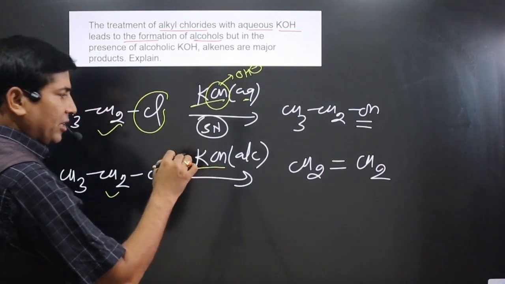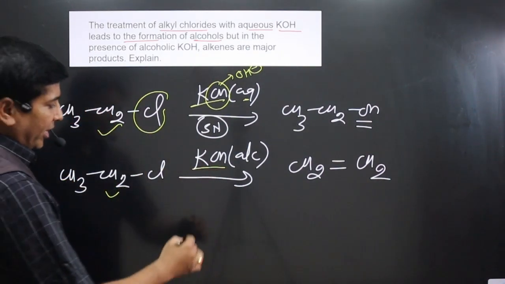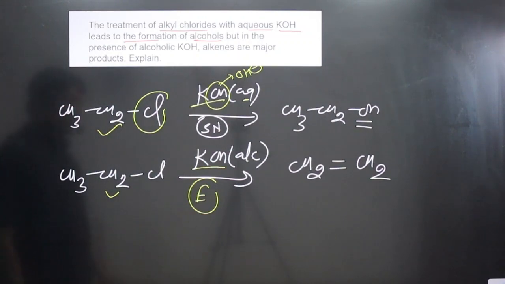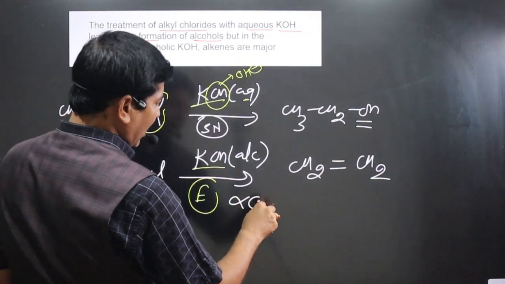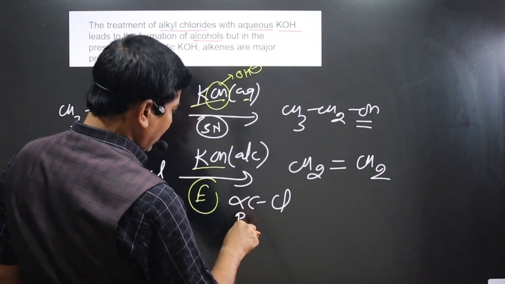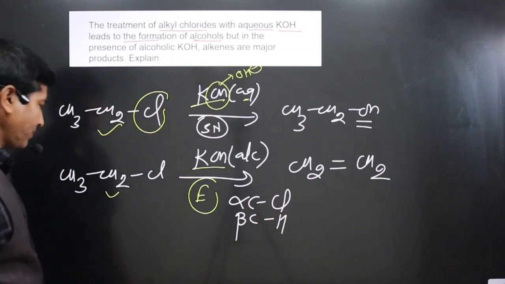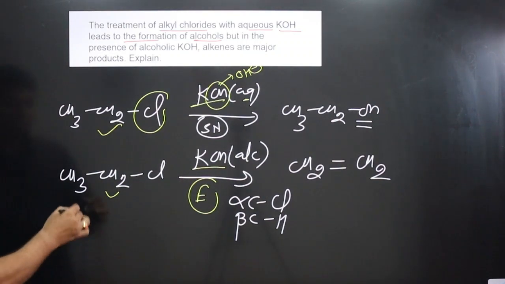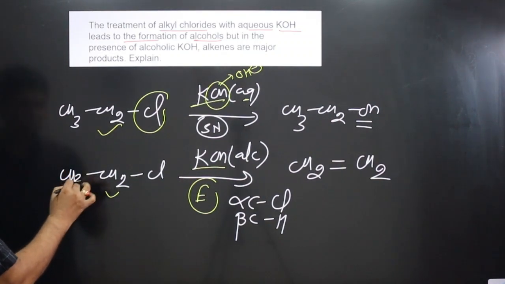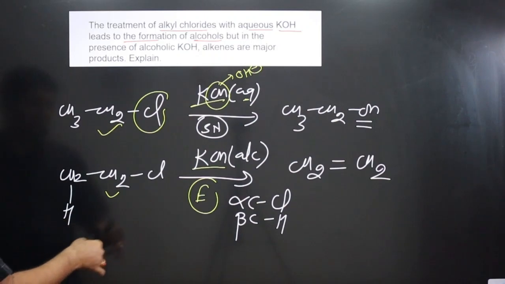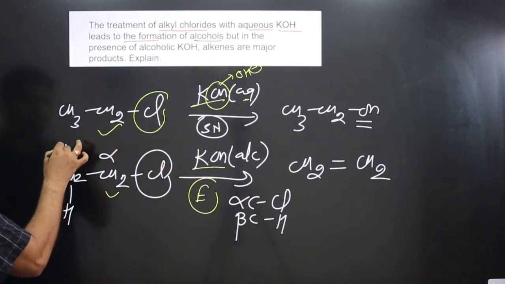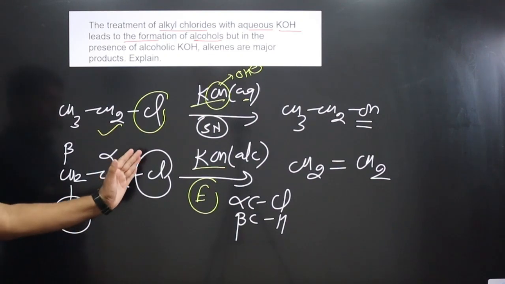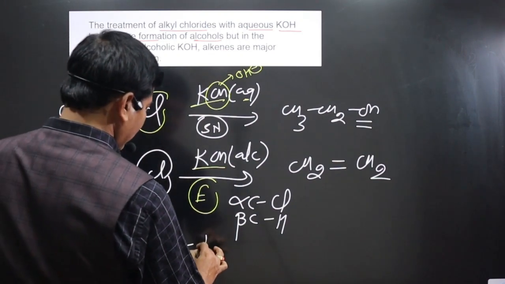But when we have potassium hydroxide in alcoholic medium, it causes elimination reaction. In elimination reaction, how do we complete it? From the alpha carbon we remove Cl, from the beta carbon we remove hydrogen. Let's say we have CH3 CH2 Cl with H on it; this is the alpha carbon, this is the beta carbon. From the alpha carbon Cl, from the beta carbon hydrogen. HCl is removed from here.